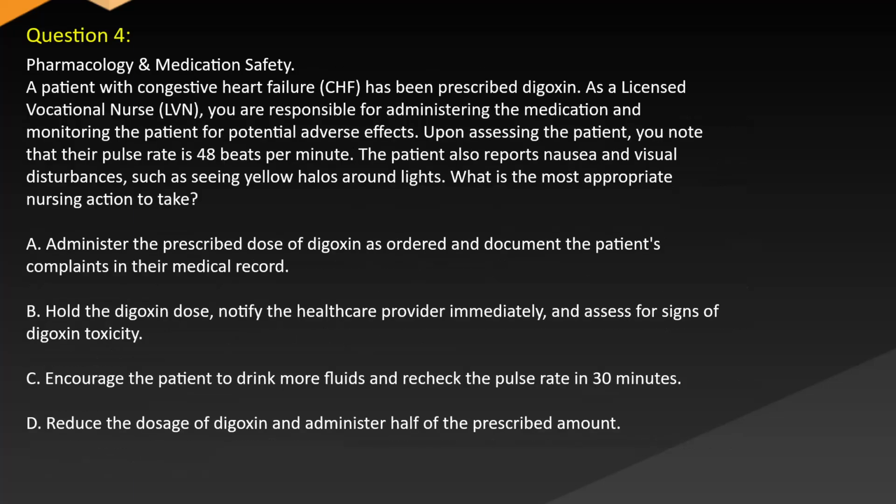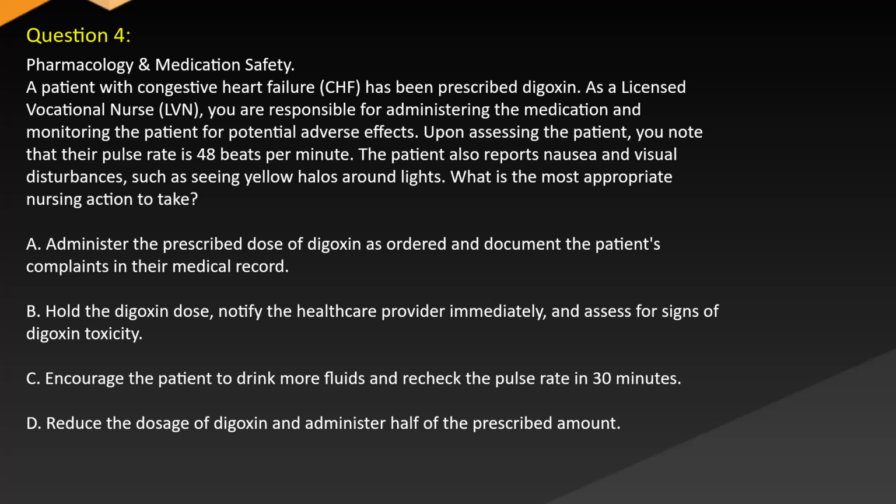Question 4. Pharmacology and medication safety. A patient with congestive heart failure (CHF) has been prescribed digoxin. As a licensed vocational nurse (LVN), you are responsible for administering the medication and monitoring the patient for potential adverse effects. Upon assessing the patient, you note that their pulse rate is 48 beats per minute. The patient also reports nausea and visual disturbances, such as seeing halos around lights. What is the most appropriate nursing action to take?